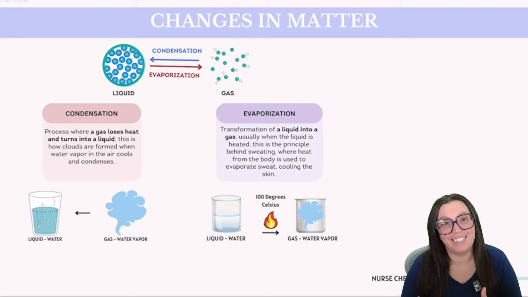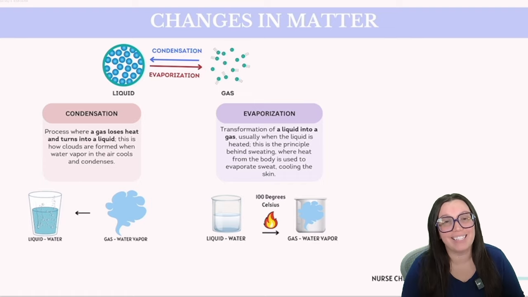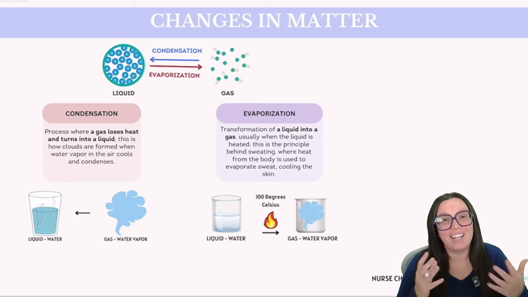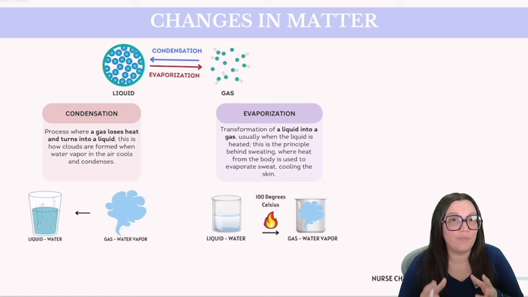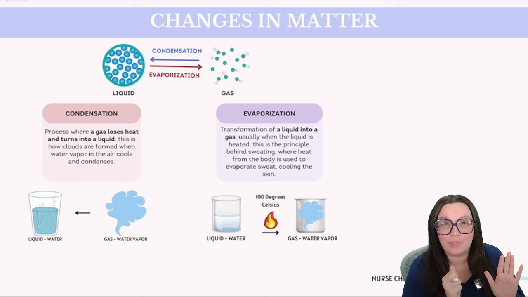Next up, we have condensation. And condensation is the transformation of a gas into a liquid. This happens when a vapor loses energy and its molecules slow down enough to stick together, forming a liquid. A common example of this is when water vapor condenses on a cold glass. That cold surface is going to cool the water vapor that's found in the air, reducing its energy and converting it back into liquid droplets.